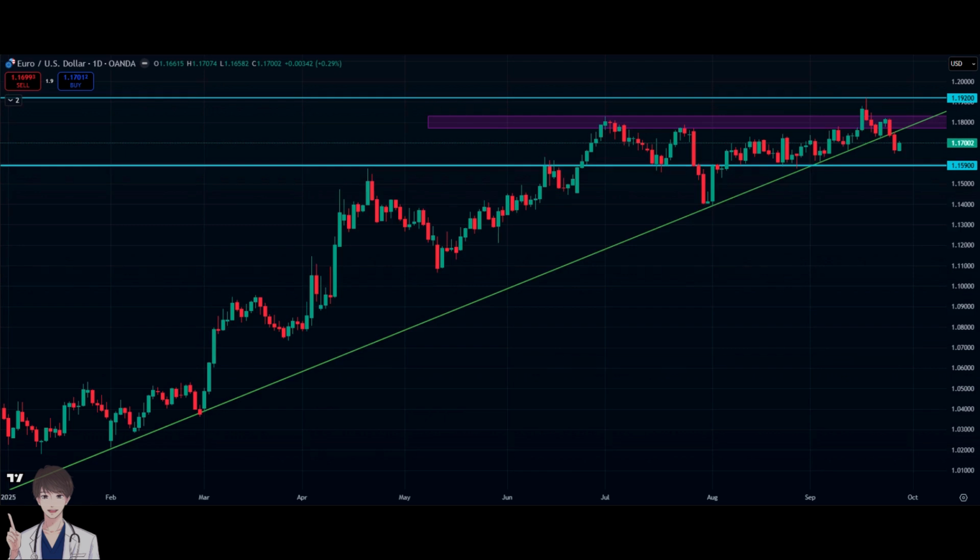At the same time, the 1.159 area is functioning as support and resistance. If price breaks below this level, caution is needed from a bullish perspective.